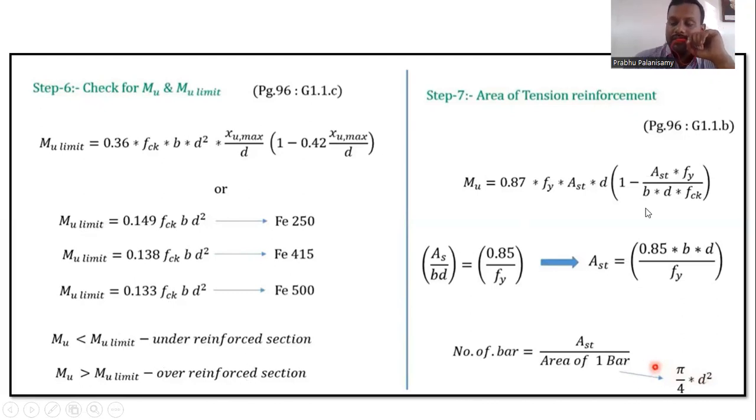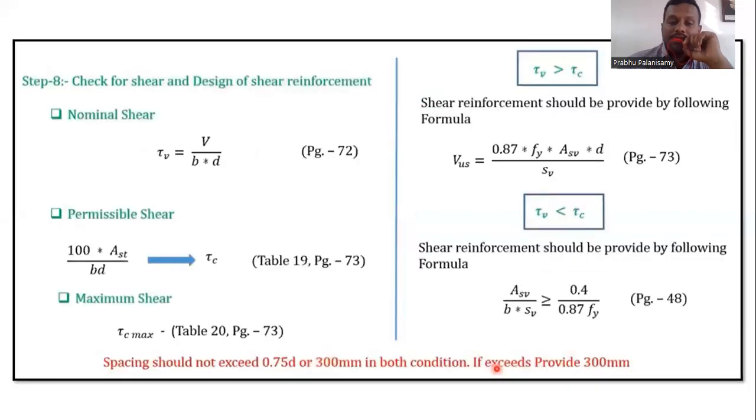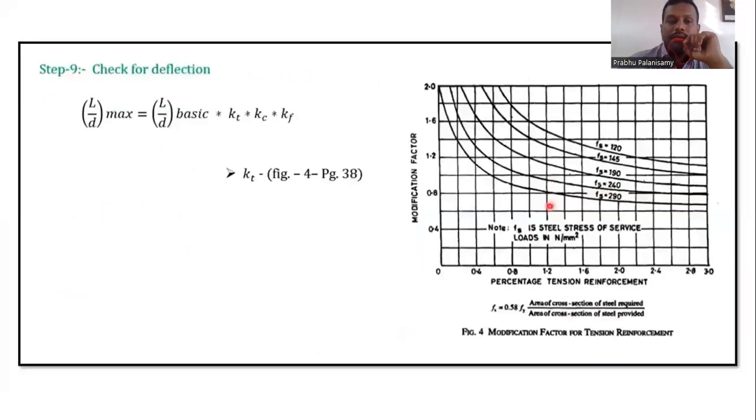Based on which we can identify from Section 9, page number 96, G 1.1b of IS 456, the moment and the Ast and number of bars. And the check for shear can also be done for the beam on page number 72 and 73, and while solving this problem we will see from this. And spacing should not exceed 300 mm.